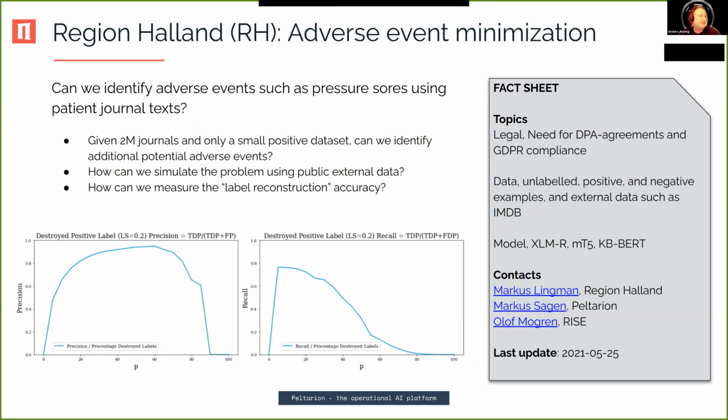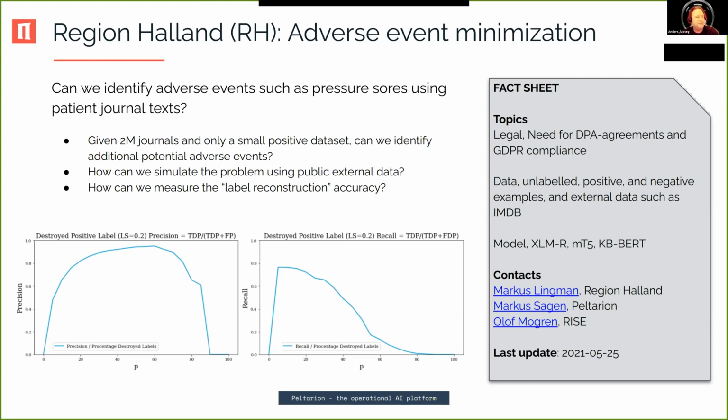Similarly, if we take the Region Halland use case, we are interested in this adverse event minimization problem. It's another challenge that we focus on at Peltarion quite a lot: we have about 2 million journal texts. Some of them are annotated, labeled, but very few are positively labeled. We have about 300 journal texts that are positively labeled as adverse events, and then I think we have about 200,000 negative ones. But then it's a challenge from a technical AI point of view: how do you train a model when you only have 300 positive events?